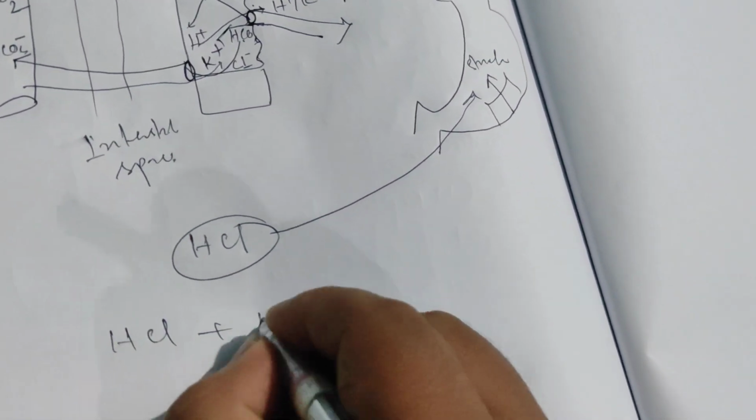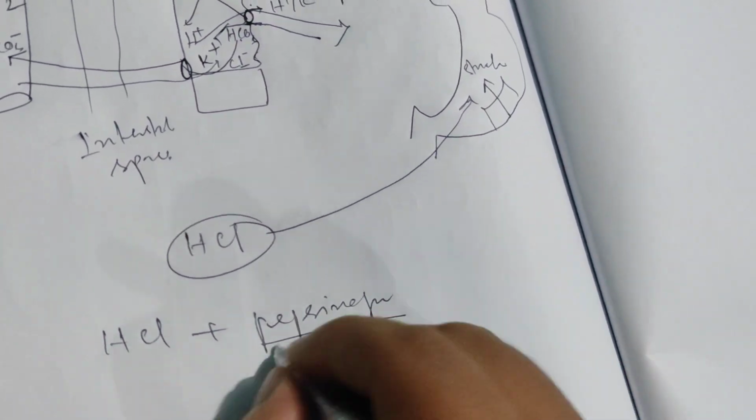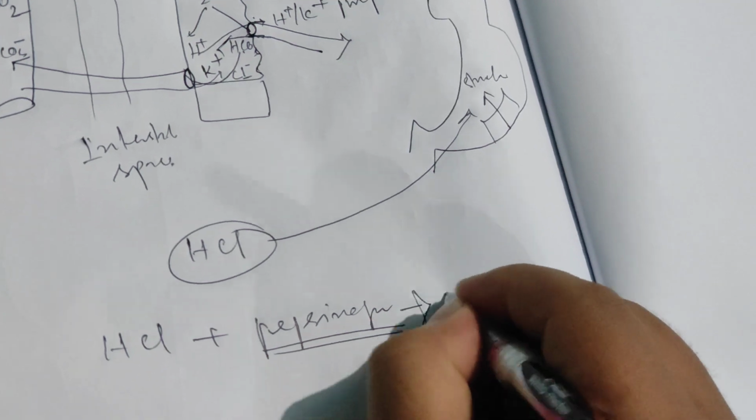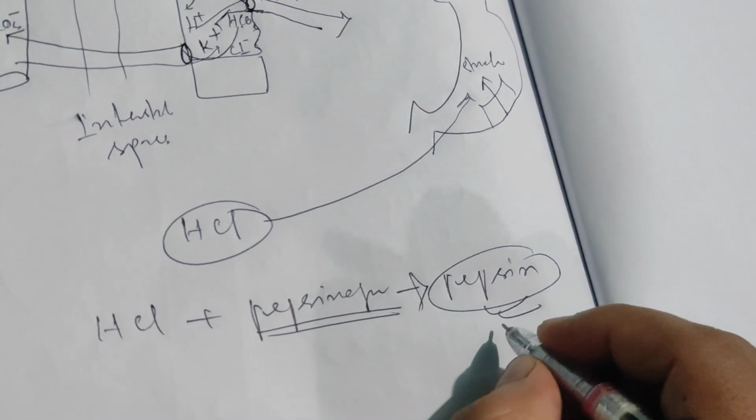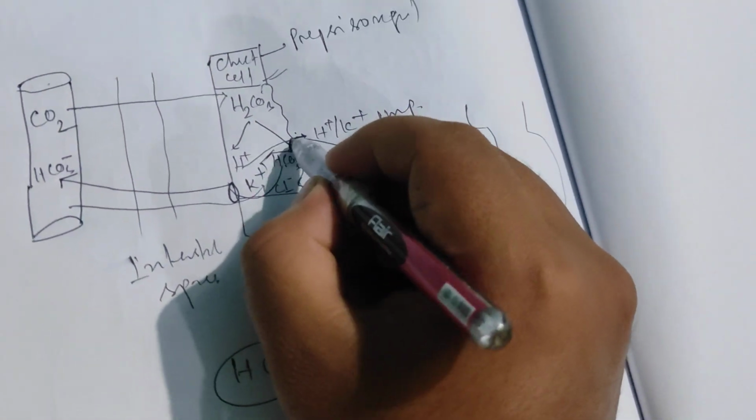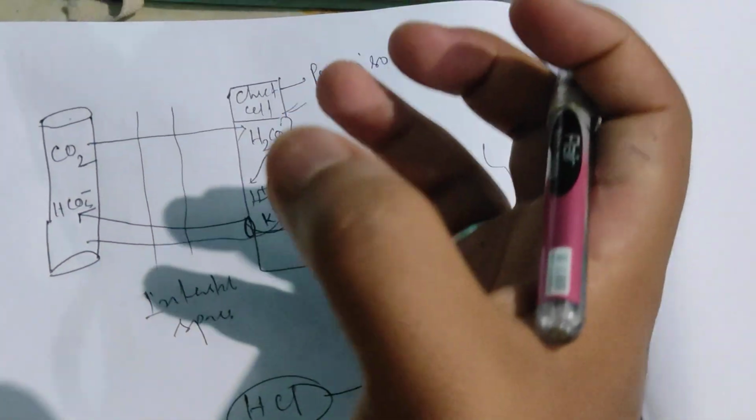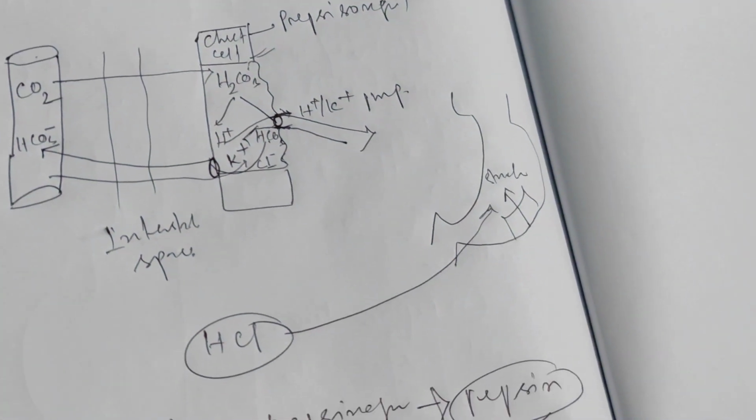HCl plus pepsinogen, which is produced by the chief cell, forms pepsin, which helps in digestion of protein mainly. But when we block this H plus and potassium pump, there will be a reduction of this acid secretion in the stomach.